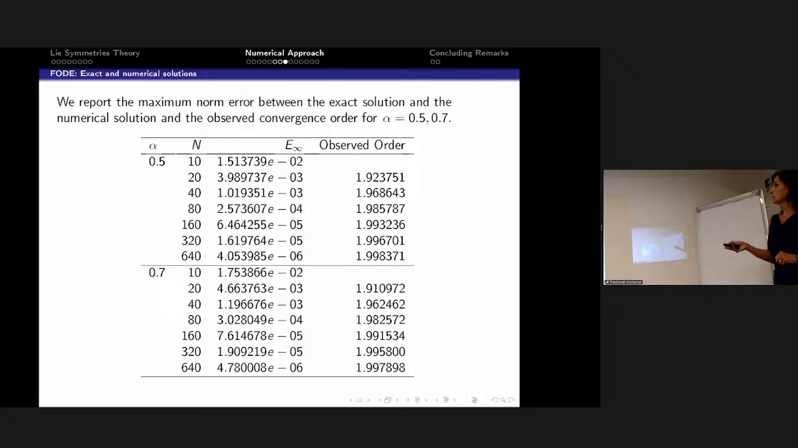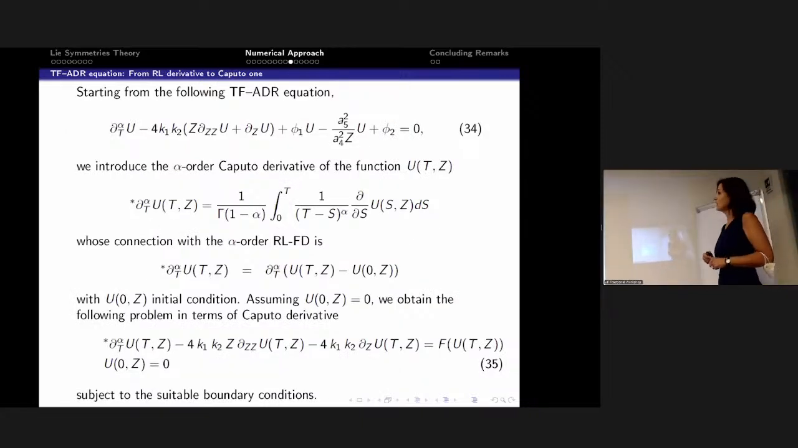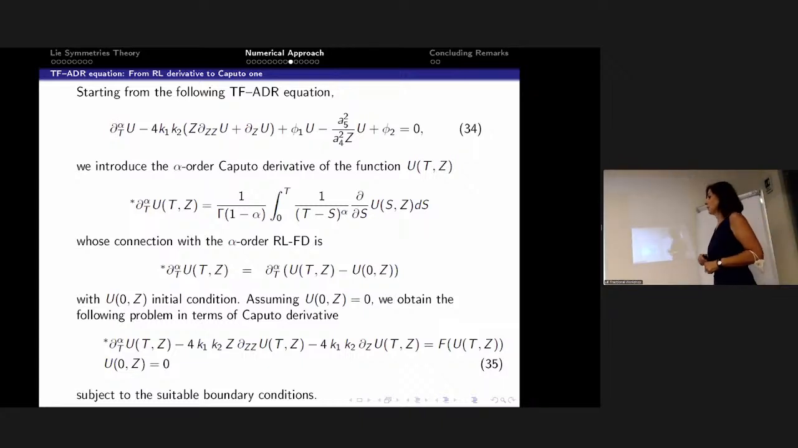In the second case, we start from the time fractional ideal model. Also in this case, we introduce the alpha order Caputo derivative. It's linked with the Riemann-Liouville one. And we can rewrite the equation in terms of the Caputo derivative as reported in equation 35. Also in this case, we consider vanishing initial conditions, setting capital U equal to 0 for all z.